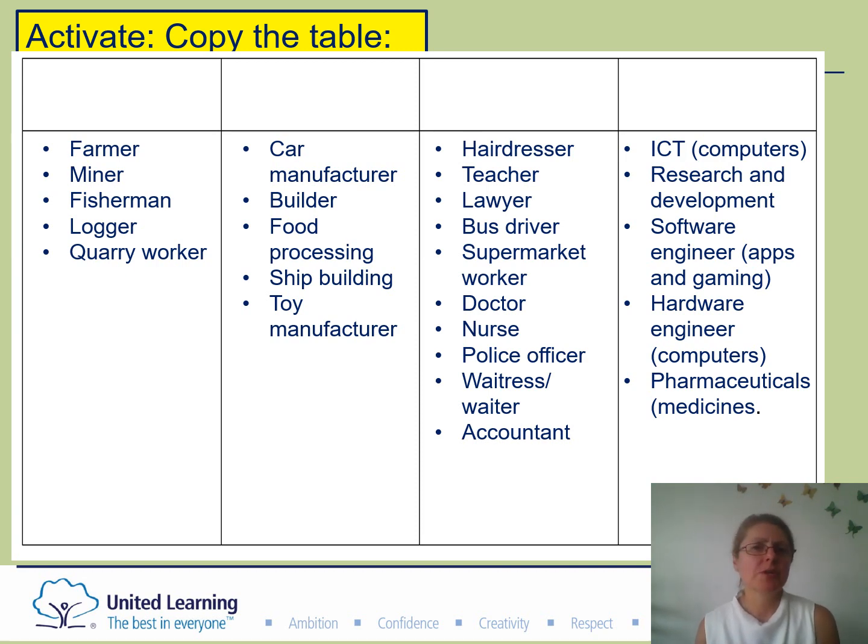We're going to group the different jobs based on similarities and differences. It's important though that you understand these are just examples. There are more jobs that fit into the columns. Do you have to think about how and why these jobs are grouped together? How are they similar? How are they different? Press pause to complete the table and think about this.